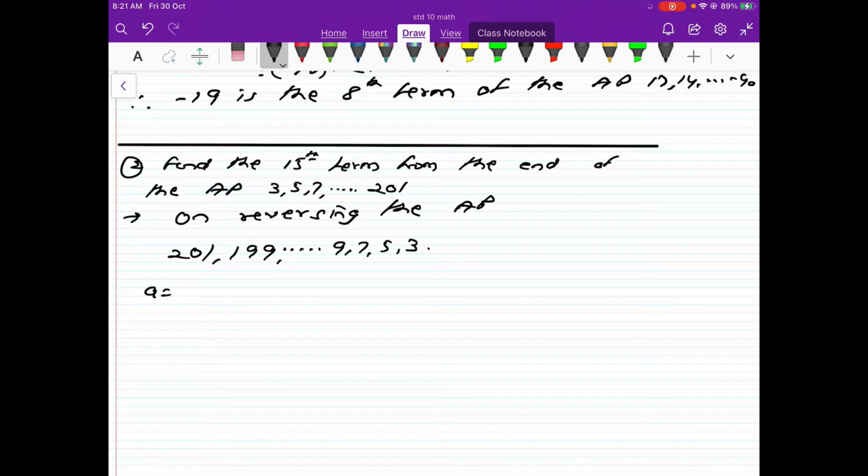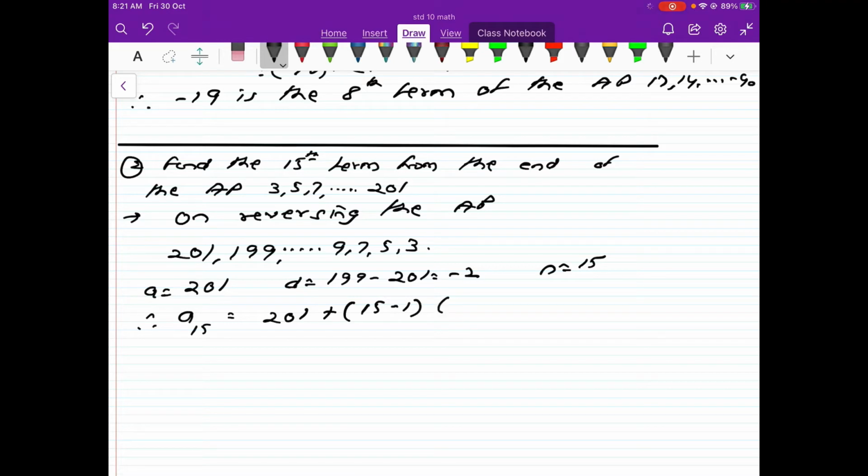Now we have all the details of the reverse AP. The first term a is 201. The difference is 199 minus 201, which means minus 2. And we want the 15th term, so n is equal to 15. Therefore I will put in the formula of an. It is 201 plus (15 - 1), 14, into the difference minus 2. 15 minus 1 is 14, and 14 into minus 2 means minus 28.